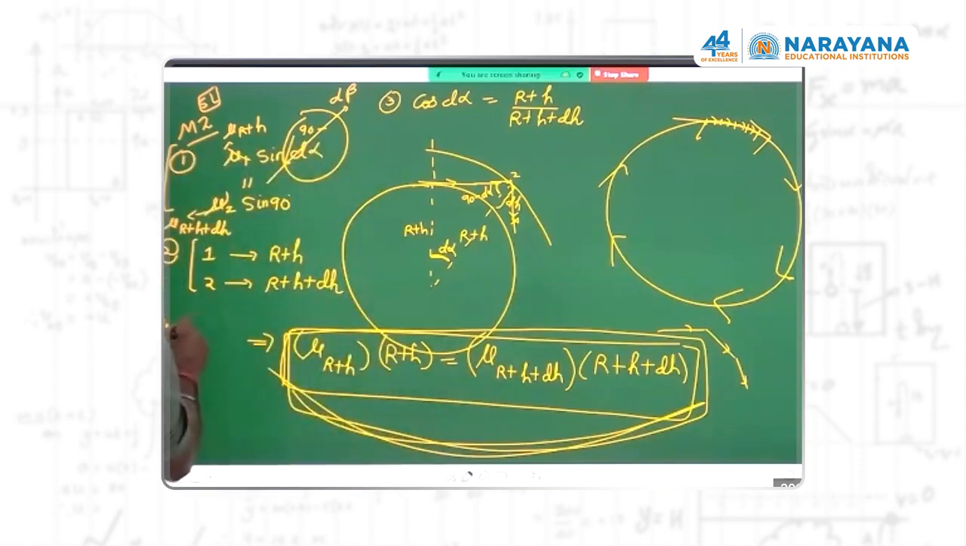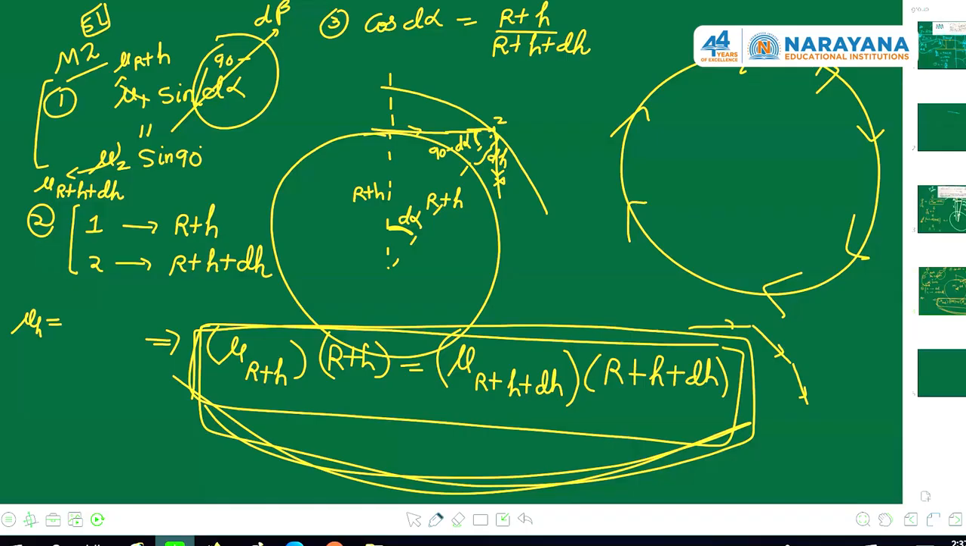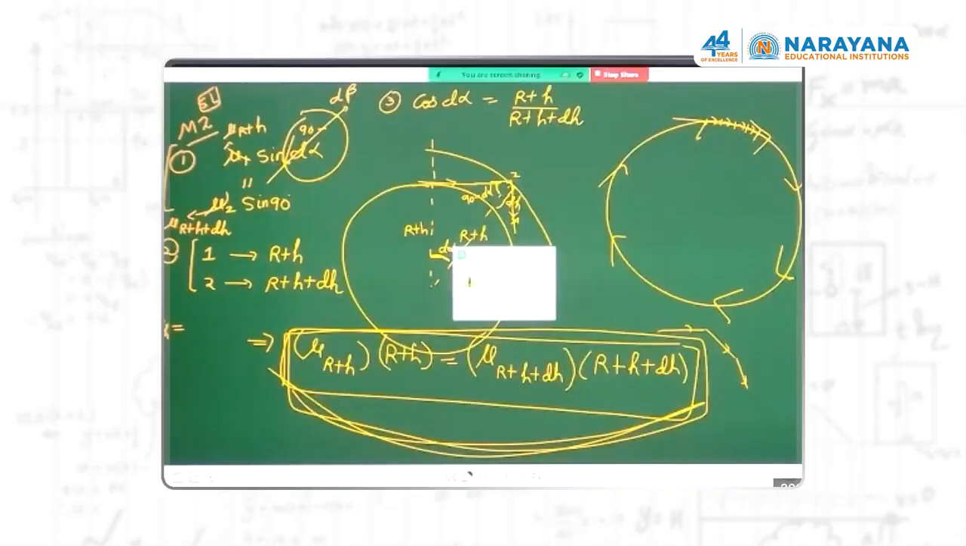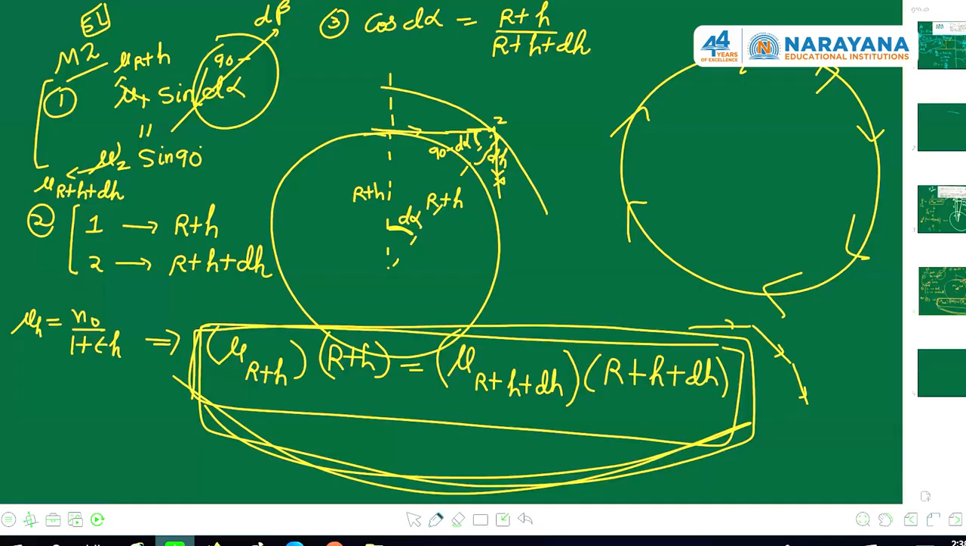I think I can directly comment on that. What is mu as a function of h? What was mu? Mu is equal to n naught upon 1 plus epsilon h. So if it is n naught upon 1 plus epsilon into h, for every h this is happening. Is that given?